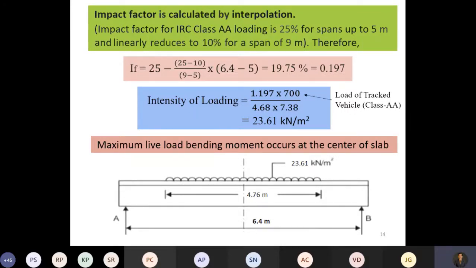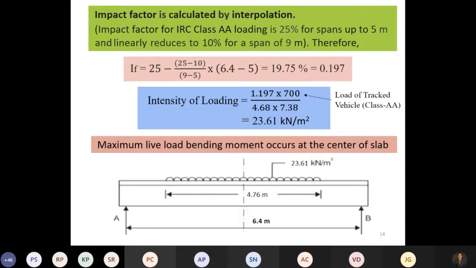So what is the intensity of load, that is, how much live load will be there? We have to take 700, the load of the tracked vehicle, class AA loading. That is 350 kilonewton on each track, which becomes 700 kilonewton. We increase this by the impact factor, 1.197, divided by the area 4.76 by 7.38. That is 4.76, not 4.68. So that becomes 23.61 kilonewton per meter square. That is the intensity of live load.